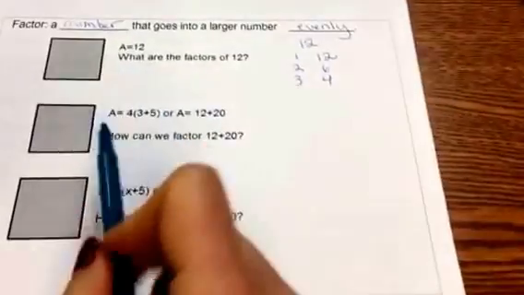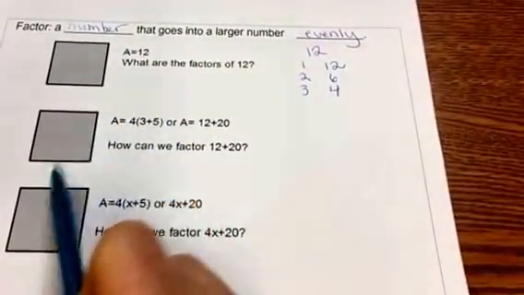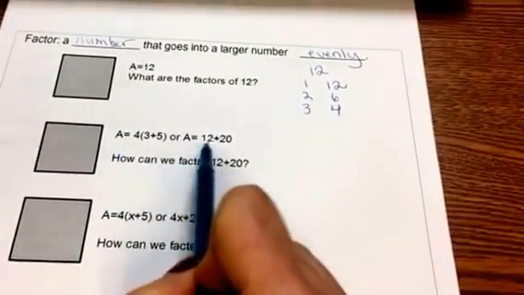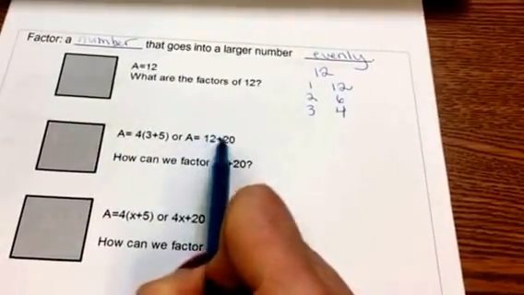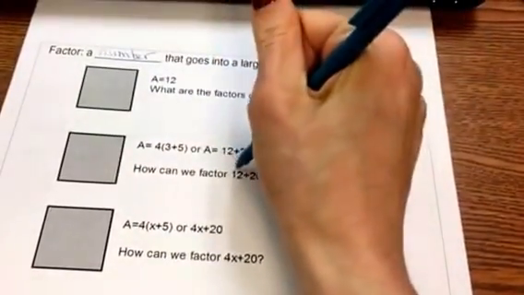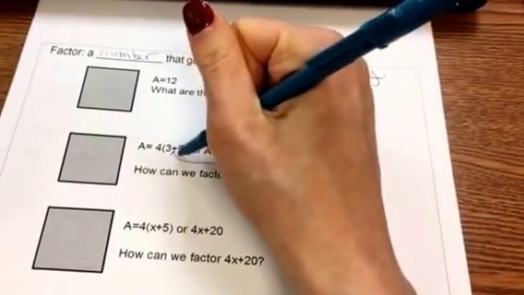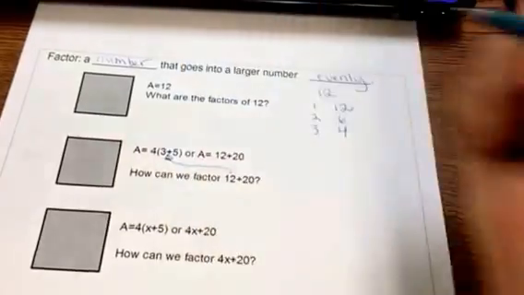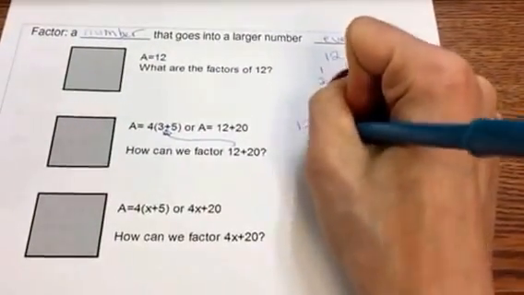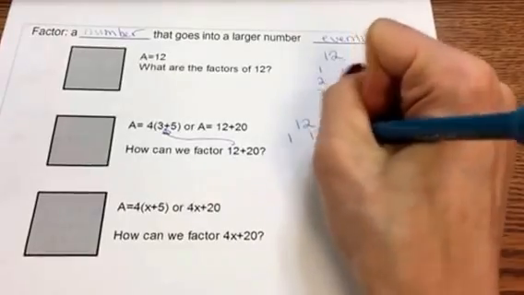Okay, so now I have my area. Remember that I had the dimensions, the sides of 4 and 3 plus 5, which gave me an area of 12 plus 20. And how can I factor 12 plus 20? Well, when I factor, I want to end up essentially with this format. So what I have to do is find common factors of 12 and 20. So I have my common factors of 12.